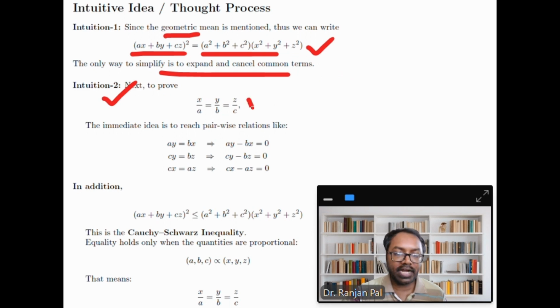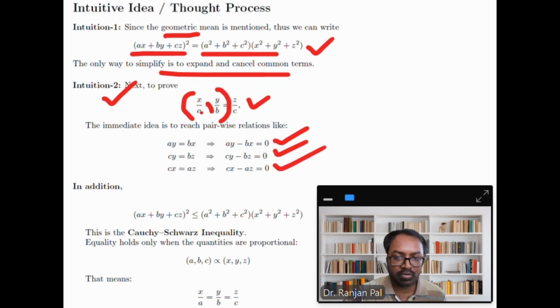Next, if you observe what we need to prove, you will understand that by taking pairs of these equations, we can write this particular equation. The first equation can be ay minus bx, that is, cross multiply these two, and ultimately you will arrive at this equation. Likewise, the other two can be written.